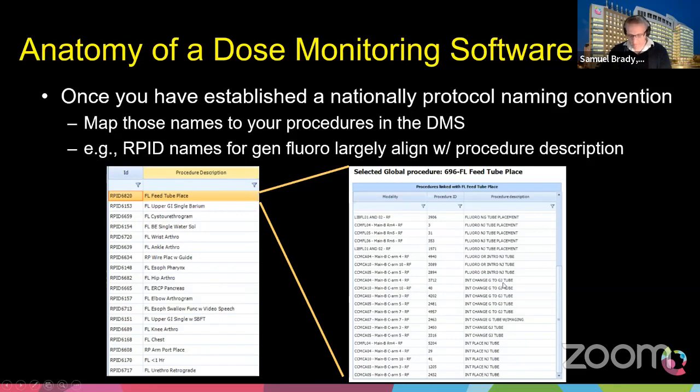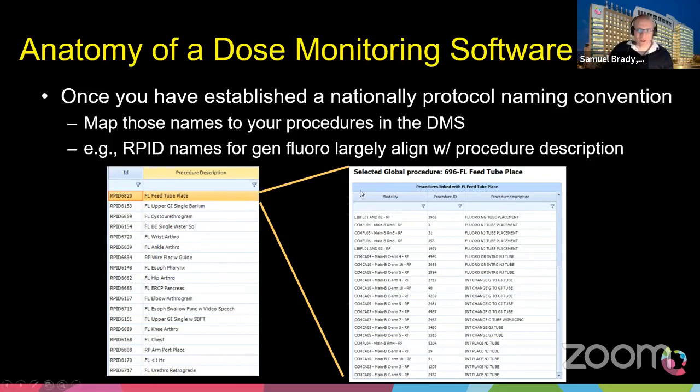So this is an example I have here of my Gervais dose and care. On the left-hand side, you can see the national RPID values that have been established for DRL calculations. This is a general fluoro example. So RPID 6820 is used for feeding tube placement. And then what I can do is look at my list of procedures, and obviously now there's going to be a lot more options here. Fluoro NG tube placement, NJ tubes, GJ, G to GJ. I mean, there's a lot of different ways to place a tube, right?